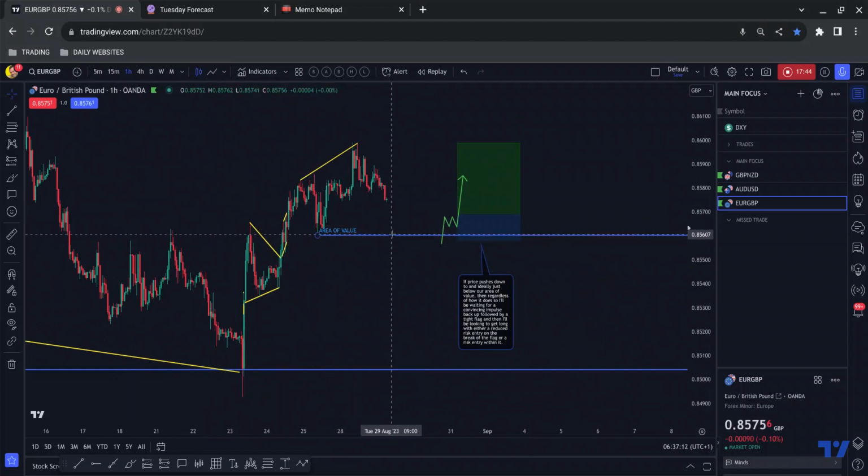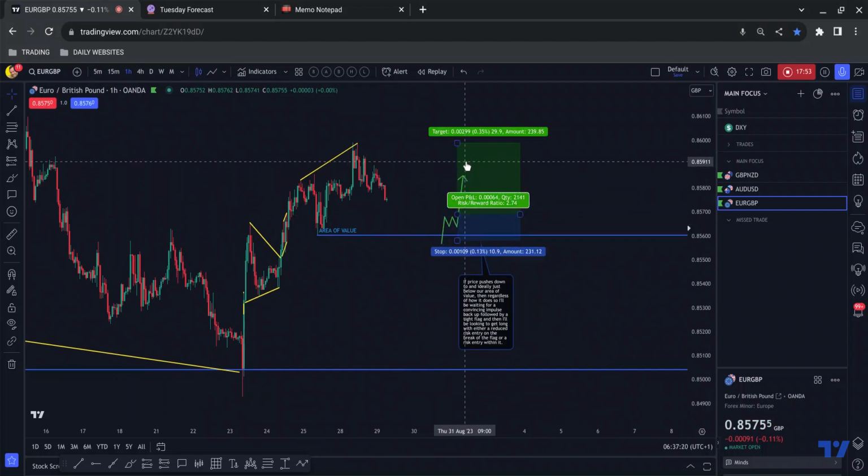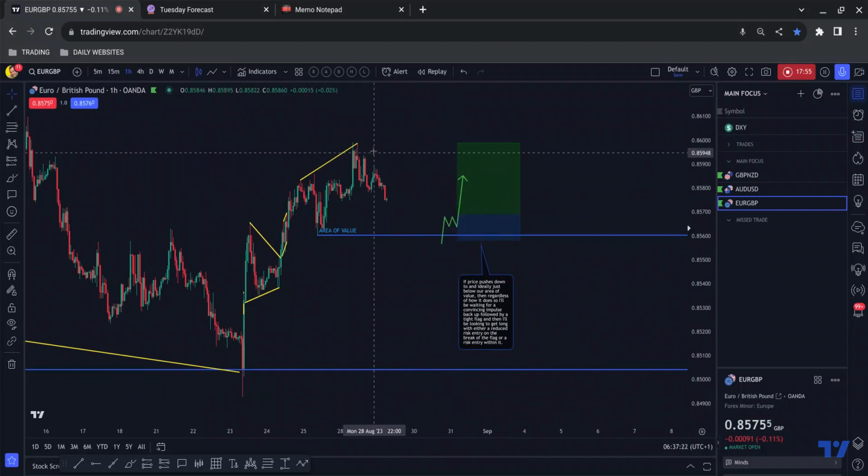I wouldn't be looking for a risk entry here, so I'll be looking for price to tap into this area, impulse back up and flag, and if we get that, then I'll be looking to get long on the flag, and as you can see, I'll be able to manage that trade if we reacted from this area. So that is all I'm going to be looking for today.